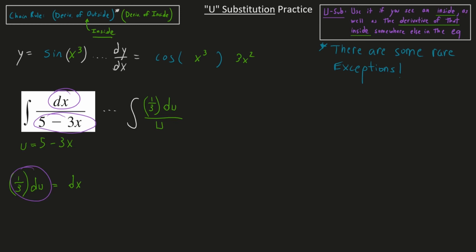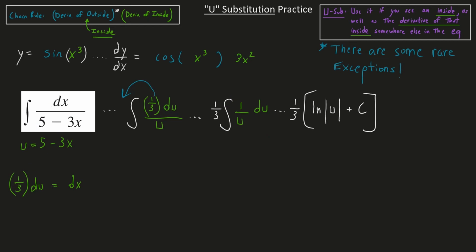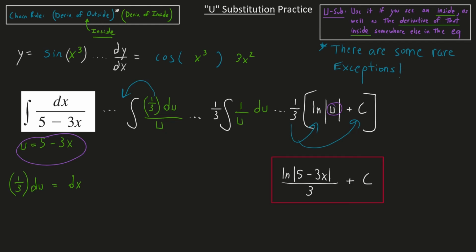Alright, so it looks like I was successfully able to get all my x's out and u's in. My u sub is complete, and now I just have to deal with this much simpler antiderivative. I'll take my 1/3 out, and the antiderivative of 1 over u is just going to be the natural log of u. And then I can just factor in my 1/3 and put my u is equal to 5 minus 3x in for this u. So my final answer is in terms of x. And that's the final answer.